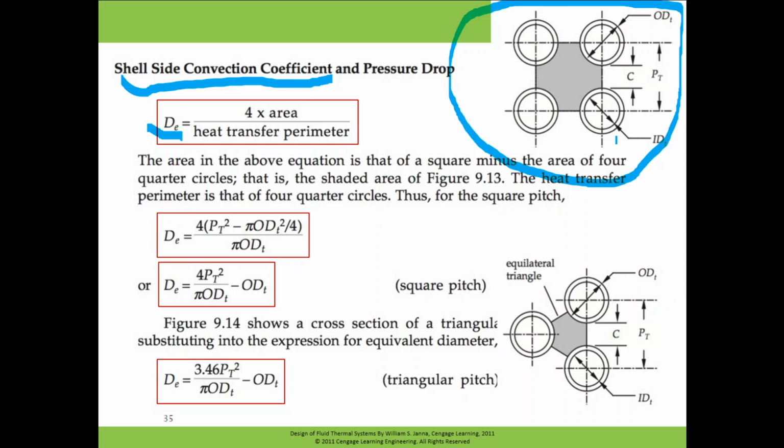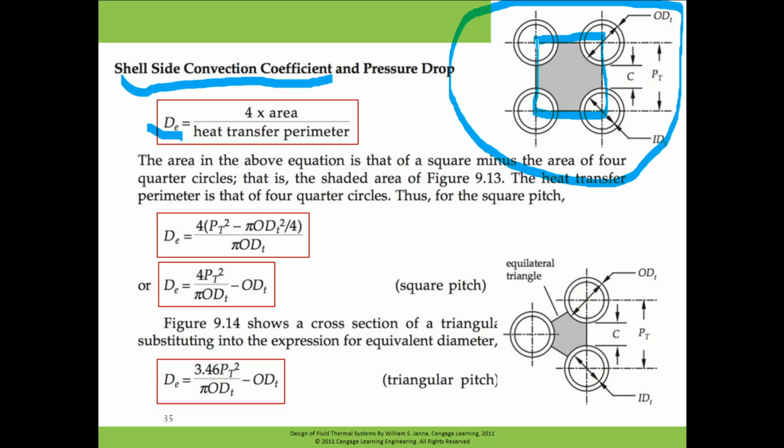So when the tubes are distributed, it is either in a square or a triangular fashion. If it is distributed in a square fashion, then we will just take 1 unit of the square. So this is 1 unit of the square distribution of the tubes. So out of this 1 unit, what is the cross section of the flow?